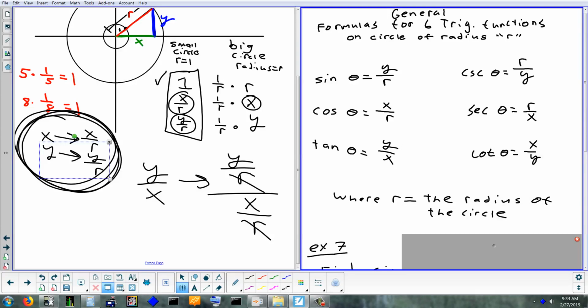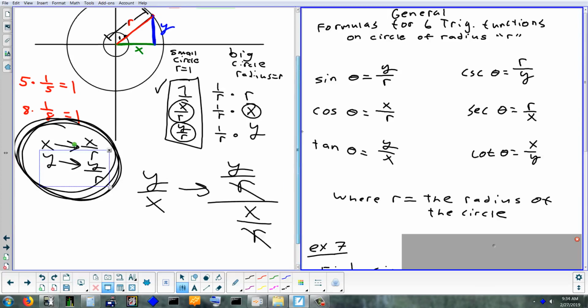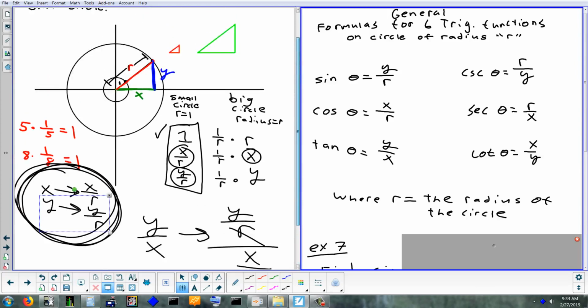Okay, so just to be clear, the x and the y are coordinates, right? The x value and the y value from the coordinate. R stands for the radius of the circle. That's what I drew in red right there. R is the radius of your circle.